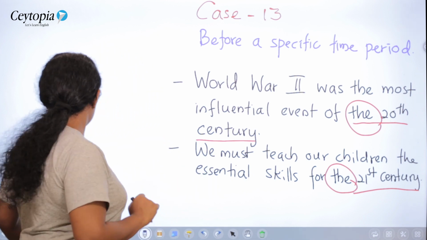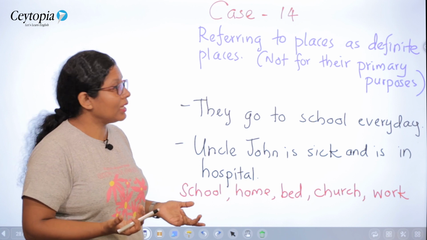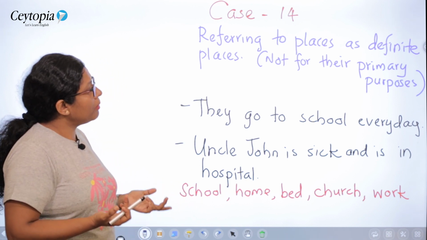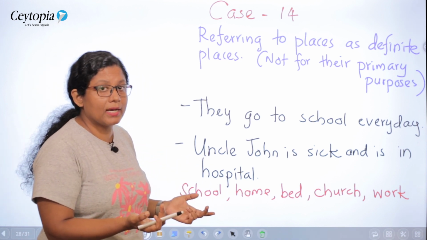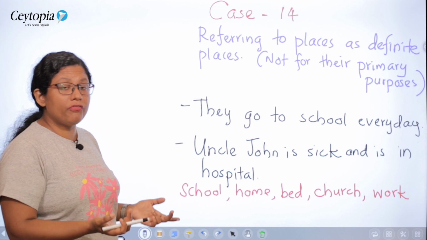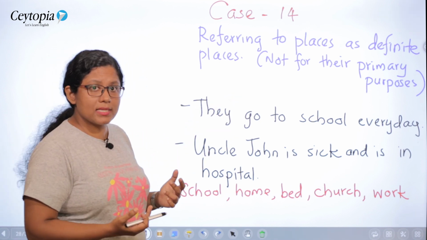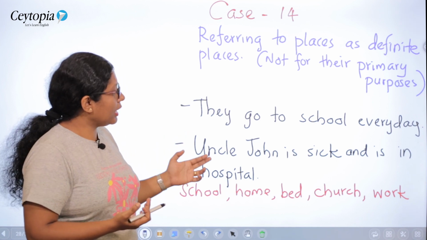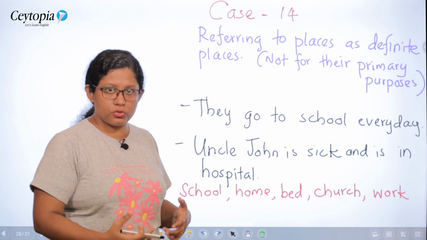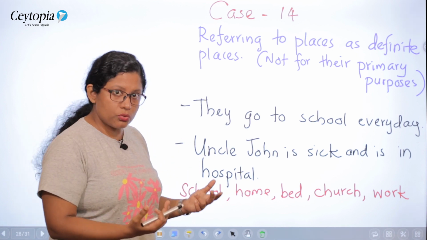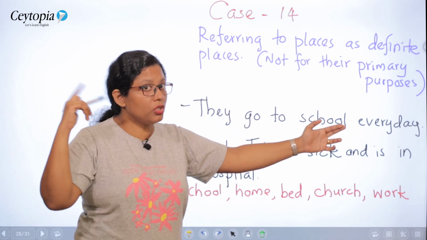Rule number 14. This is going to be a bit confusing. Why? Because you have a lot of exceptions here. In this case we have places and we are referring to these places. They are definite places, not for their primary purposes. What do you understand by this? Take a look at the example and understand it. They go to school every day. This is the general purpose of going to school. We are going to school to learn. So they go to school every day. Why? To learn. We know that.